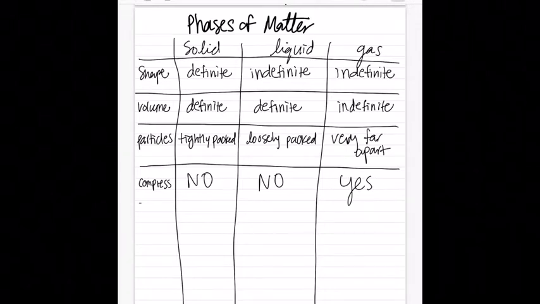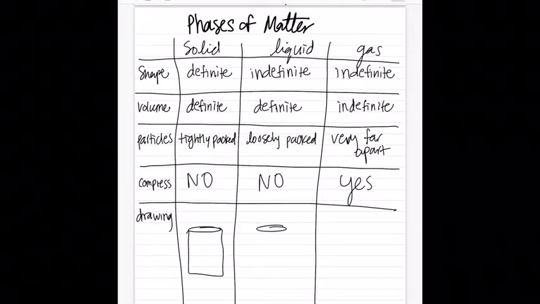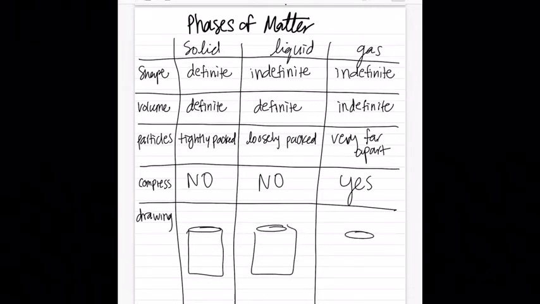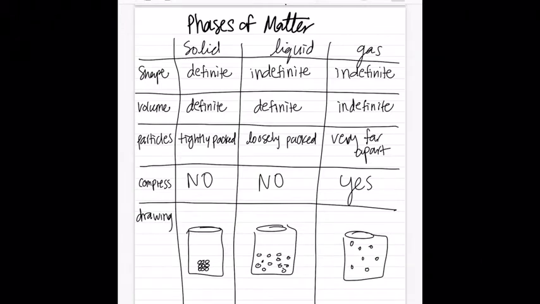Now, the last thing that I want to put on this page before we go on is going to be a drawing. I want to draw the particles. So I'm going to draw a container for each of these. My drawing skills are terrible. Okay, so the particles of a solid are going to be really close together like this. The particles of a liquid, remember that a liquid takes the shape of its container but doesn't fill it completely. But a gas, however, takes the shape of its container, and it does fill the container completely.